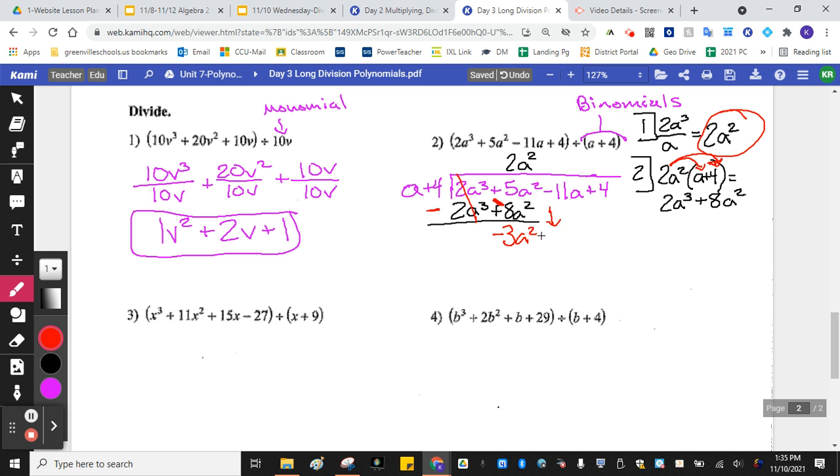I bring down the next term. Why is it negative 3a squared? When they're like terms, a squared and a squared, you just subtract their coefficients. 5 minus 8 is negative 3.